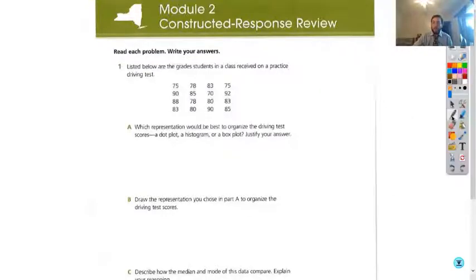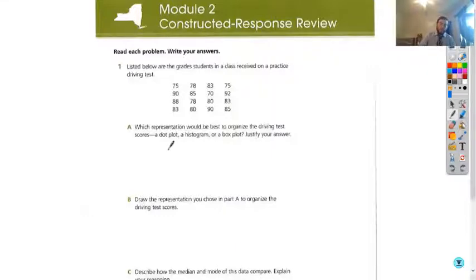All right, so for the first one here, it says, listed below are the grades in class received on a practice driving test. So if we take a look, we have 16 grades and they range from 70 all the way up to 92. So 70 up to 92. So which representation would be the best to organize the driving test scores? A dot plot, a histogram, or a box plot?